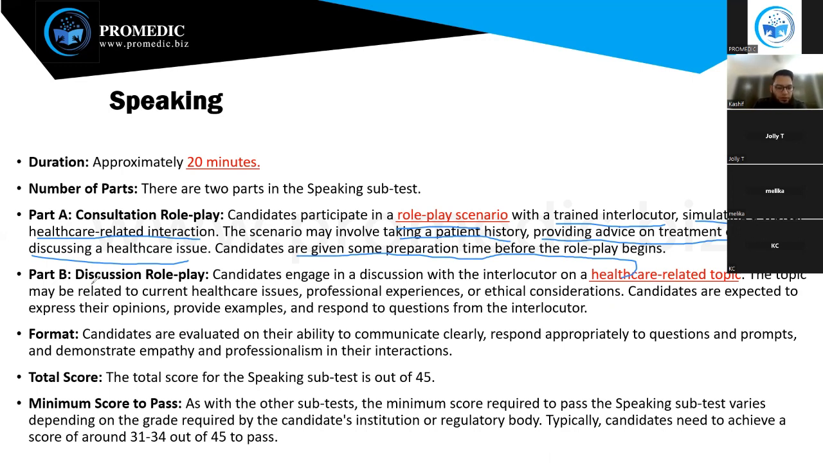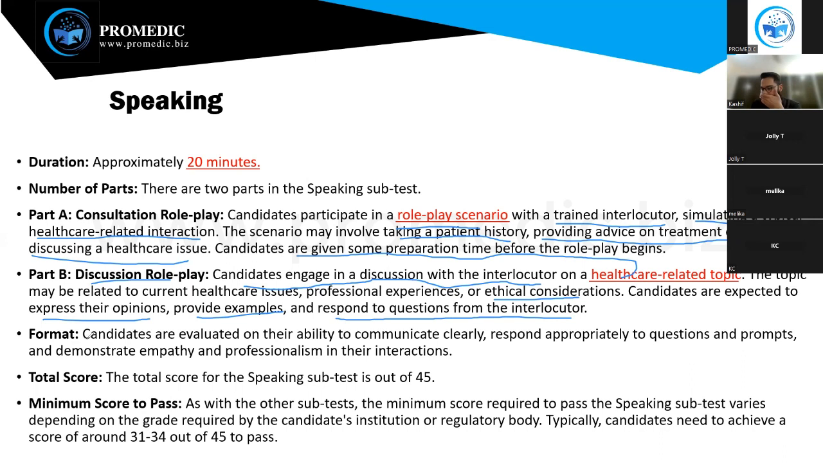And then part B, discussion role play. Candidates engage in a discussion with the interlocutor on a healthcare related topic. The topic may be related to current healthcare issues, professional experiences, or ethical considerations. Candidates are expected to express their opinions, provide examples, and respond to questions from the interlocutor.